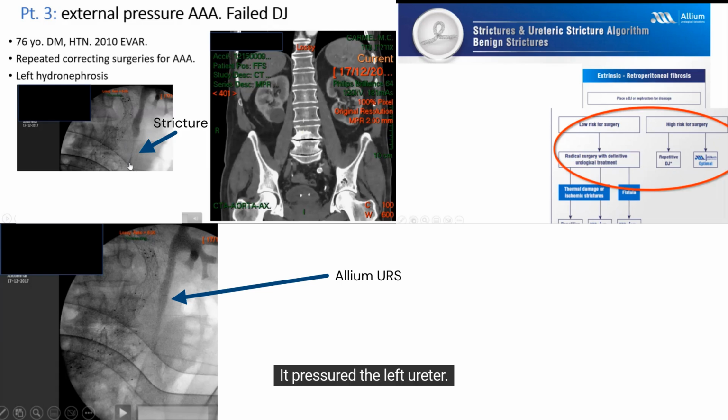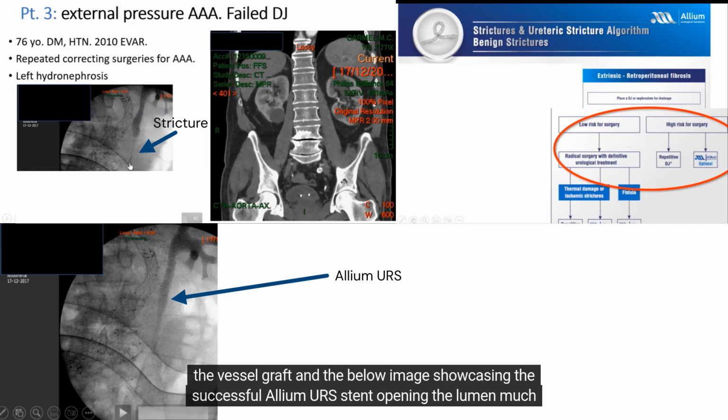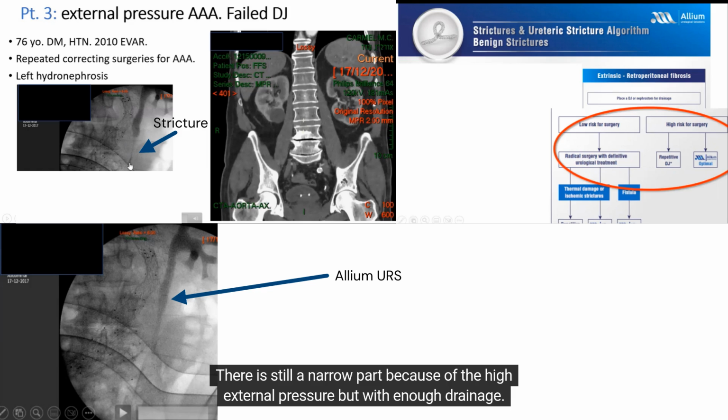It pressured the left ureter. You can see on the above image the stricture caused by it after removing the failed double J next to the vessel graft, and the below image showcasing the successful Allium URS stent opening the lumen much better. There is still a narrow part because of the high external pressure, but with enough drainage.